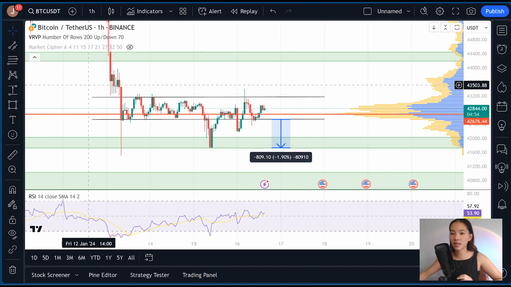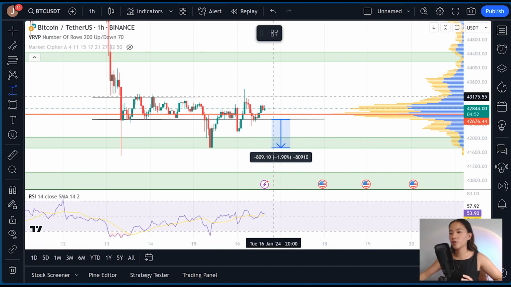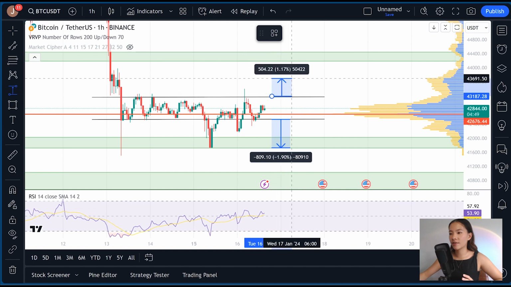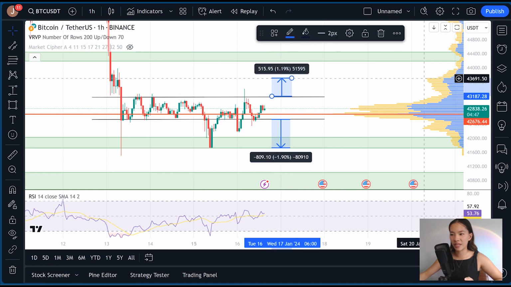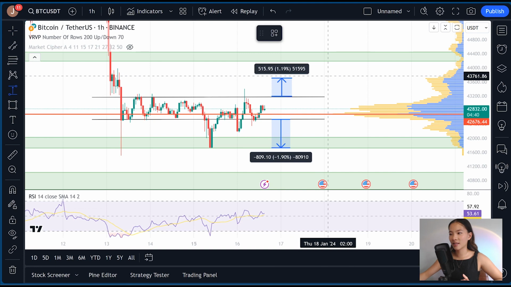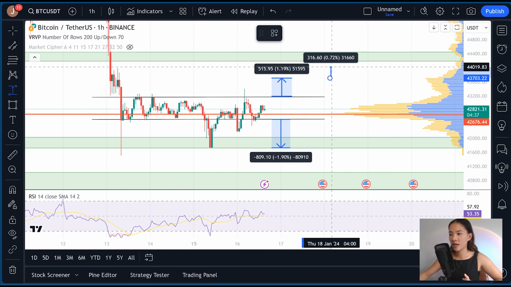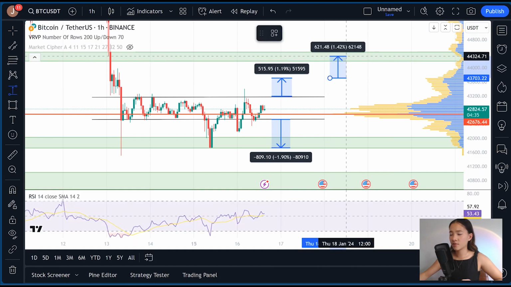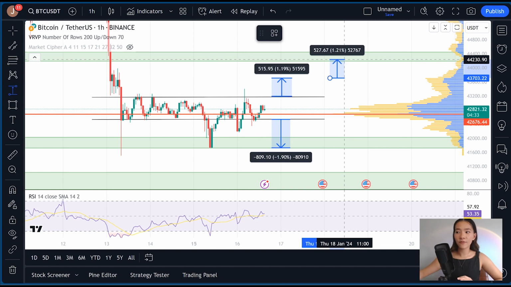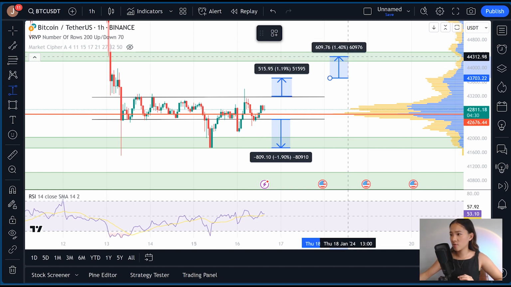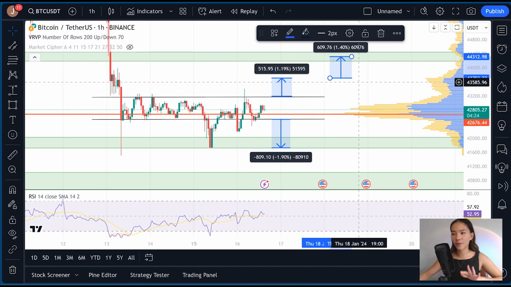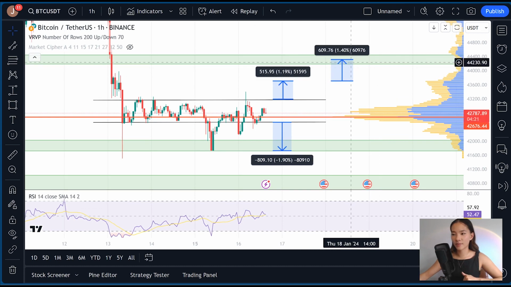But if we see a break above the range, we should expect a move towards our next level of volume peak, and that is at 43,700. And again, if we break that level, we should see a move to fill these levels of decreasing volume until we reach that gap here at 44,280. If you guys can see just the top of that gap there, around 44,280 to 44,300. And that would be the next level of resistance that we have there.